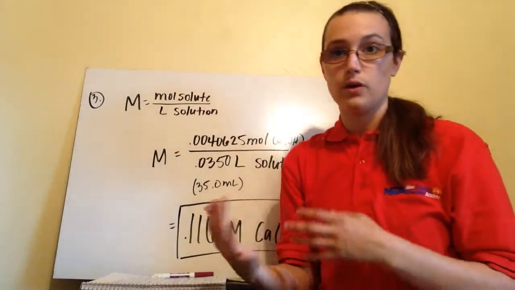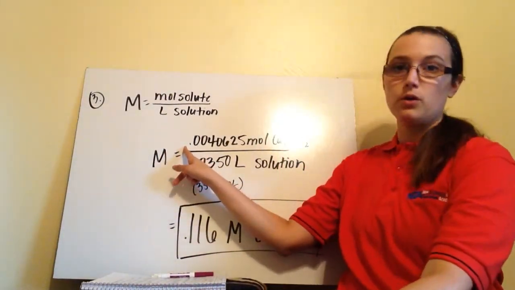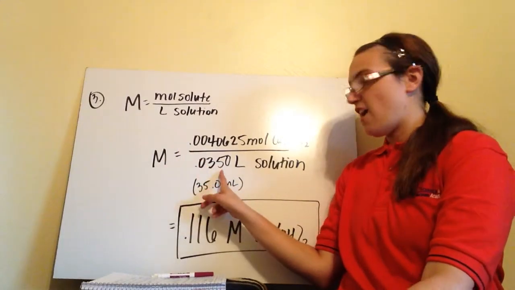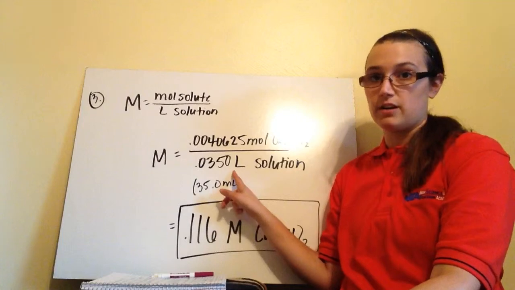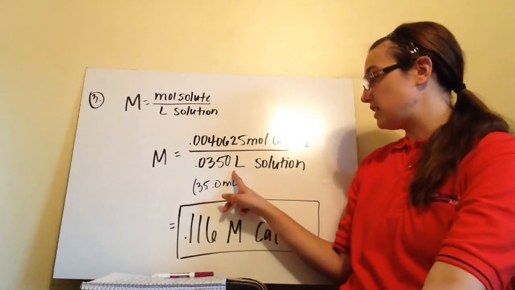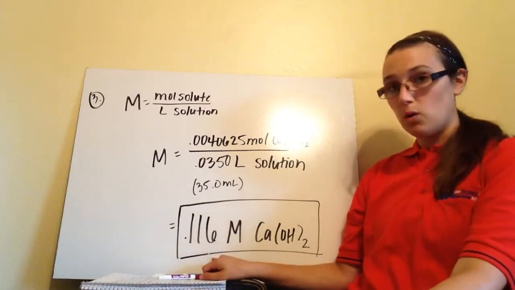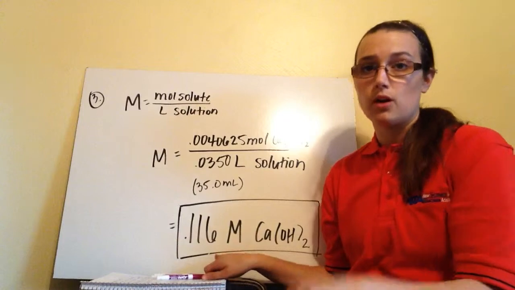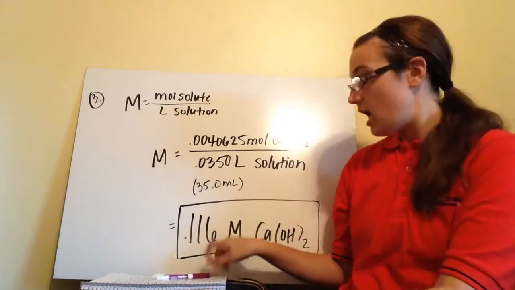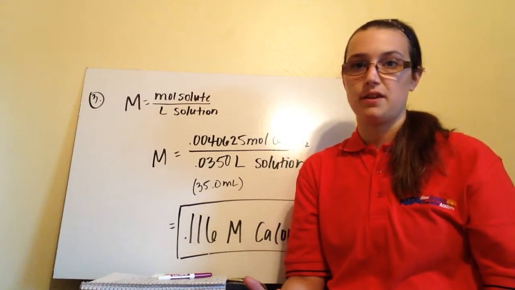Molarity is moles of solute over liters of solution. So I have my moles of solute, which is my calcium hydroxide. I have my volume in liters of solution. Remember, it was 35 milliliters, so it's 0.035 liters. If I divide the two, we get 0.116 molar Ca(OH)2. Remember, the capital M is molar. It also represents moles per liter. I used 3 significant figures because my given information had 3 significant figures.